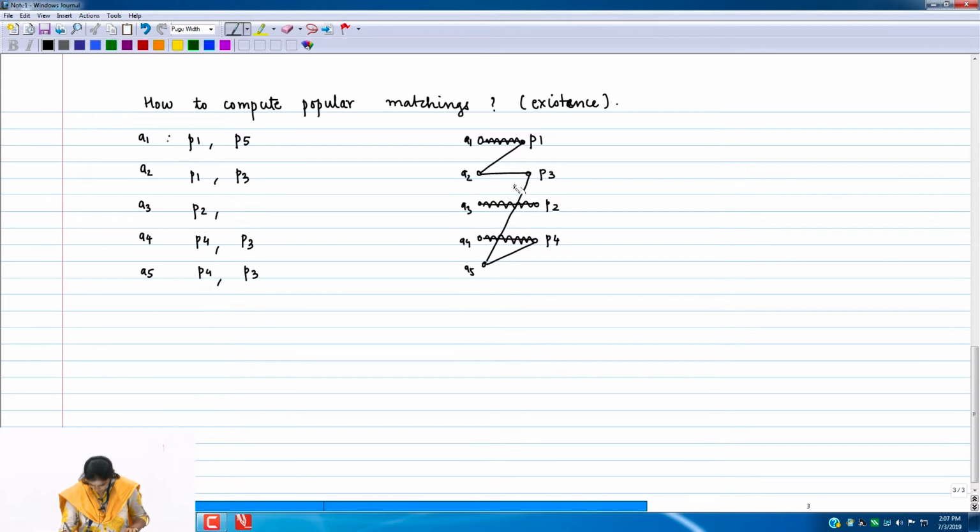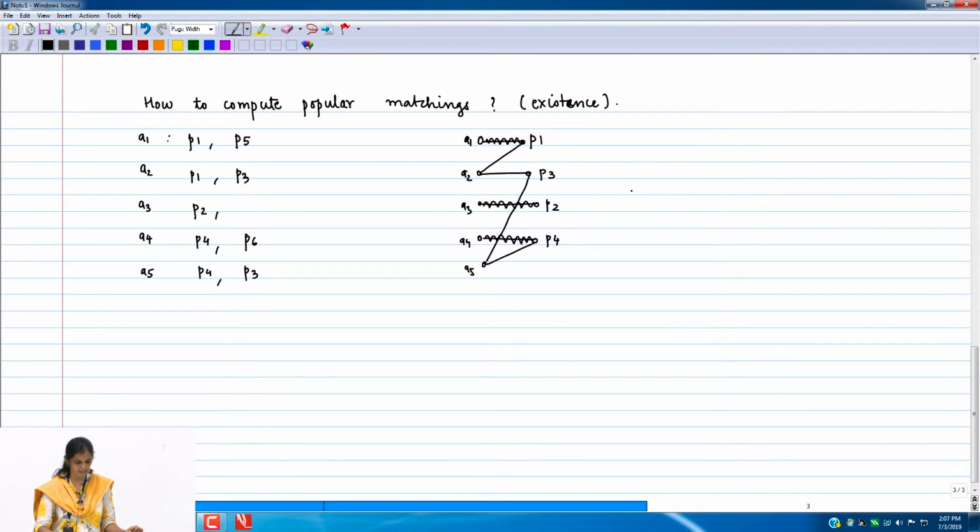Instead of this having A, I will also have this as P6. Sorry for changing the instance, but I will have this as P6. So it doesn't change the graph that I have drawn because A4 is again not in the picture since I have fixed that, right? Now I want to ask, can I get a popular matching by just extending this matching?